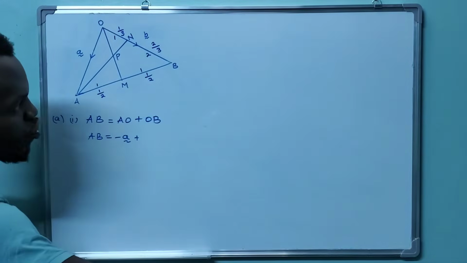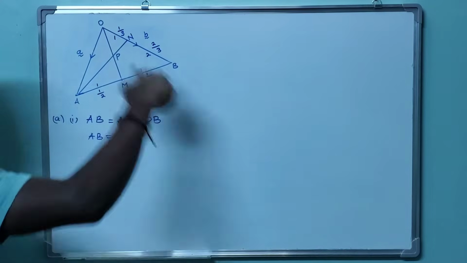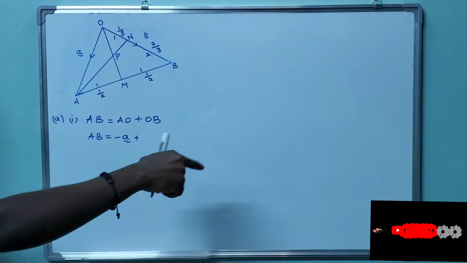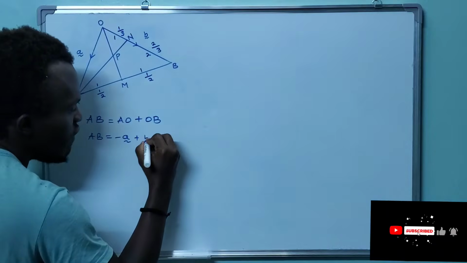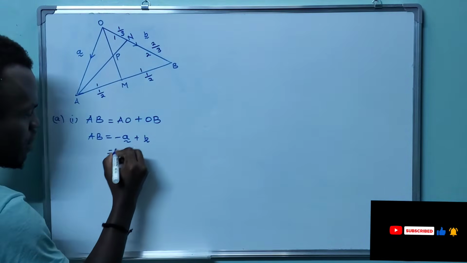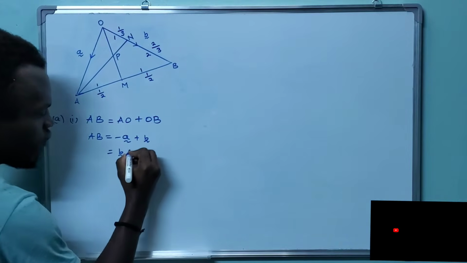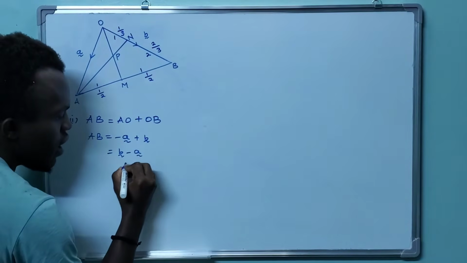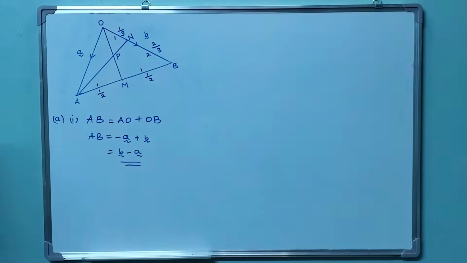For OB, I'm moving towards the direction of the vector, so it is going to be positive vector B. This one can be written as, we start with the positive one, vector B minus vector A. And that is the answer for question Roman 1.